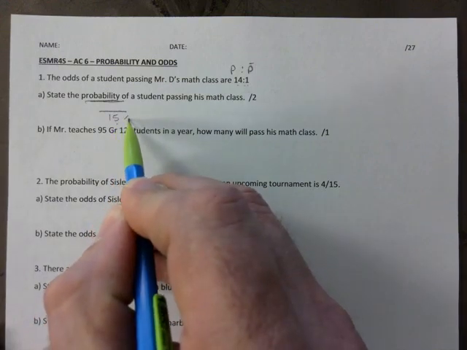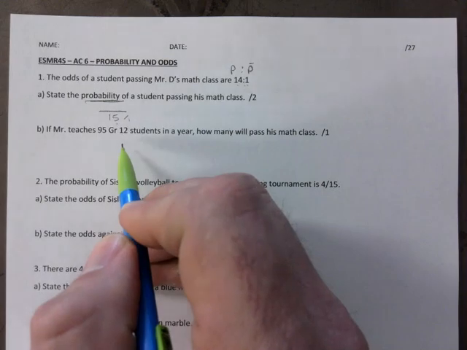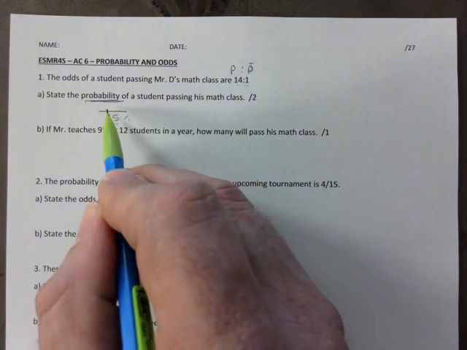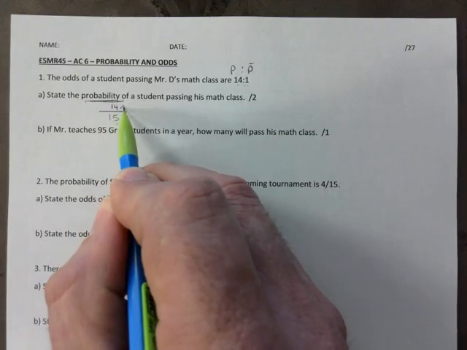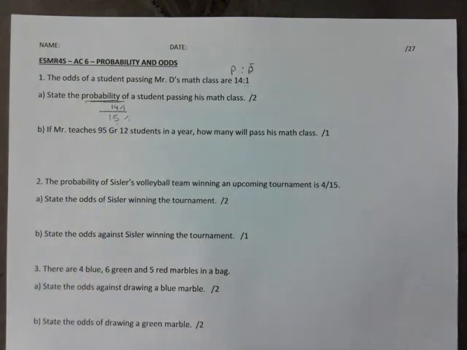I'll give you 1 mark for that already. Today we're just giving away marks like there's no tomorrow, right? And then the probability of passing, the top mark would be 14. The top 1 mark goes to the 14. So if you've got 14 over 15, you get 2 marks there.